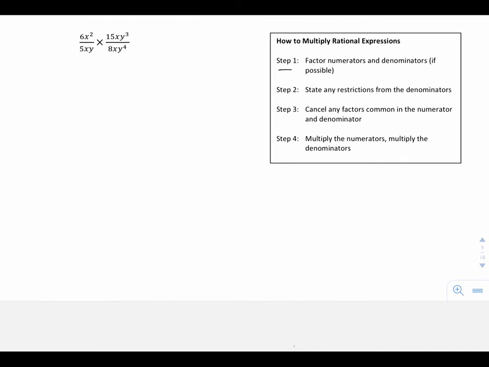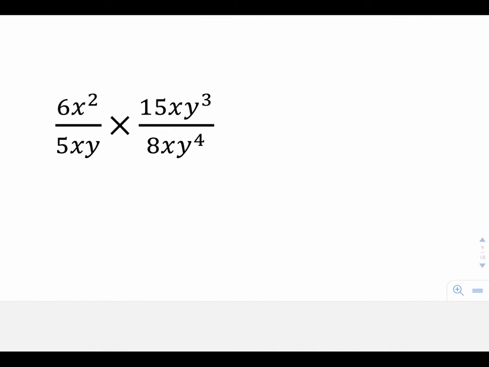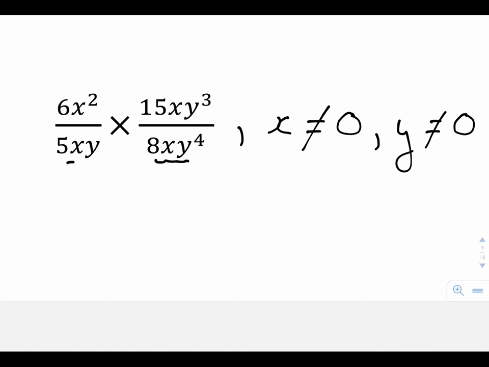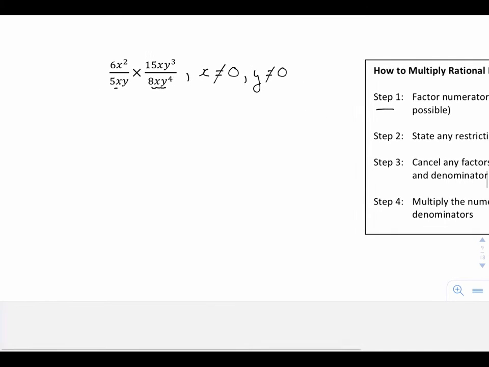So the second step is to state any restrictions by looking at the denominators. So if I look closely here, I'll notice that I can't have a 0 for x in my first denominator because that will give me a product of 0, and I also cannot have y equal to 0 for the exact same reasons. And the same restrictions carry on in the second fraction as well. So that takes care of all our restrictions for now, and we can start to simplify.